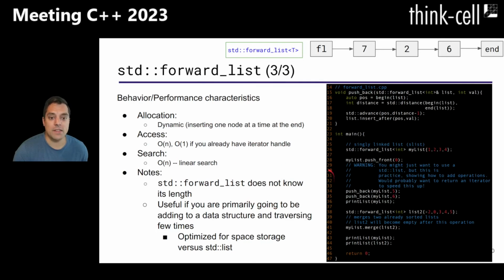So the performance characteristics are going to be the same. And it's going to be fast again if you have handles to each iterator that maybe you store or cache over time, but otherwise you're going to have to pay the cost of traversing the list.